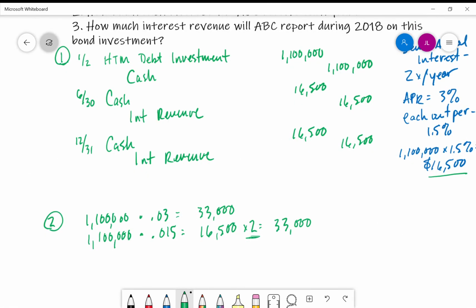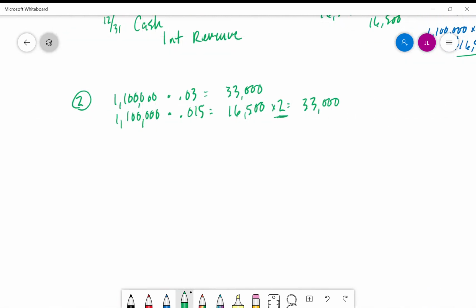Now they're asking how much interest revenue ABC will report during 2018 on this bond investment. Well, for number 3, they're going to report $33,000, and that's interest revenue.